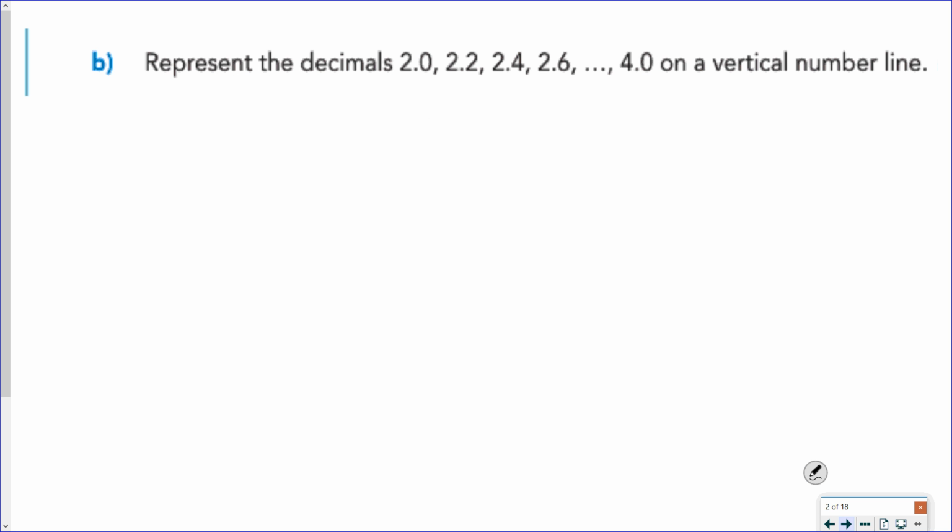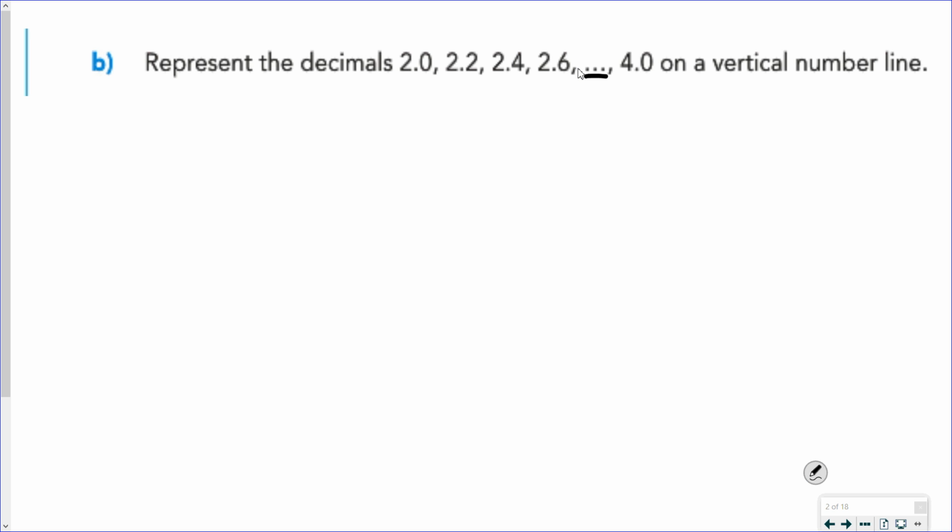So for part B, we want to represent the decimals 2, 2.2, 2.4, 2.6, dot dot dot, 4 on a vertical number line. So you'll notice here we have this ellipsis, and that means that we're going to follow that established pattern, that established interval. And if you notice, we're going up by 2/10. So that means we're going to include all those values between 2.6 and 4 that follow the pattern of going up by 2/10.